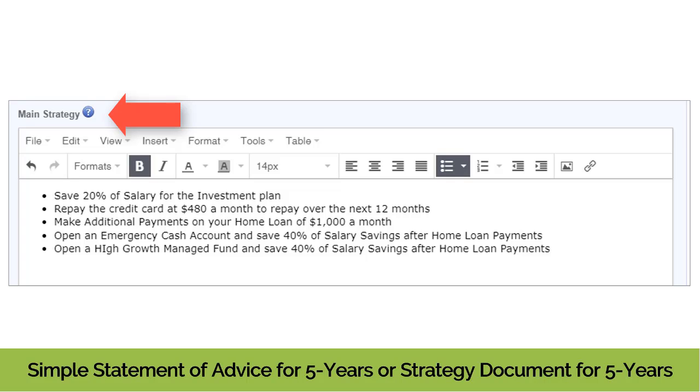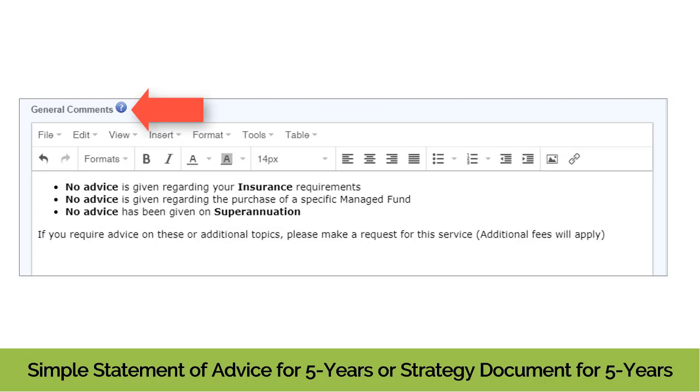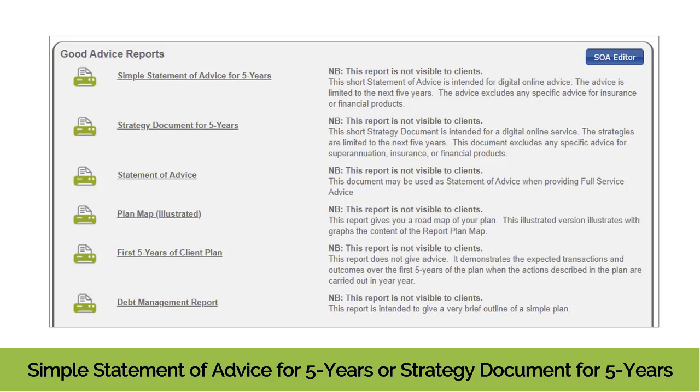If you feel you need to provide more information as to why you have selected that strategy, this can be included. It will most likely depend on the requirements of your dealer group. There is a third panel where you can add general comments. For this type of SOA or strategy, you may want to list the items that are excluded from advice. You could also customize your version of the report if the exclusions will be the same for each report you generate. Now you simply select one of two reports depending on your preference and generate the report.